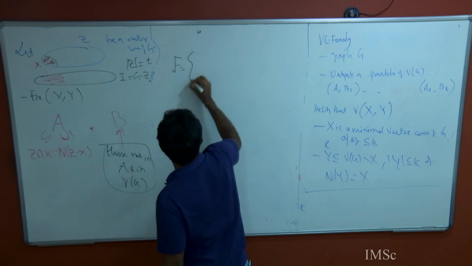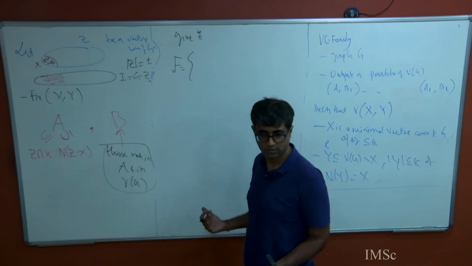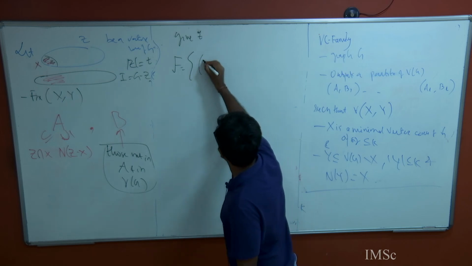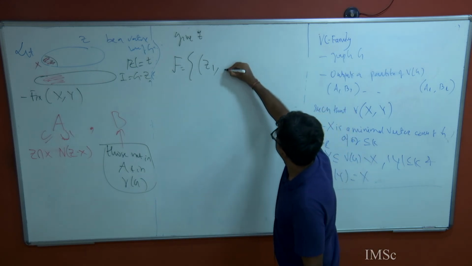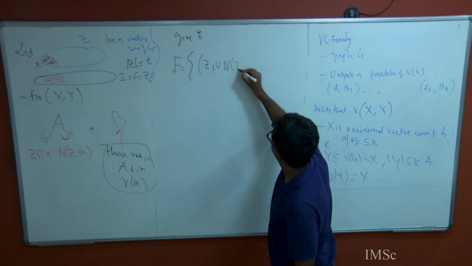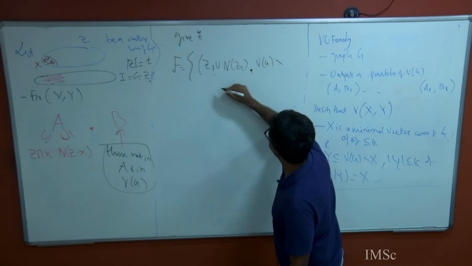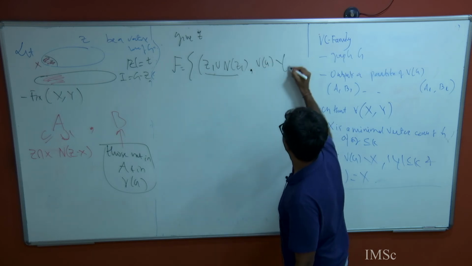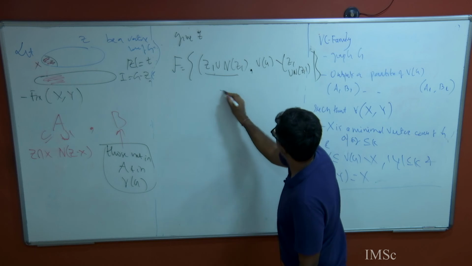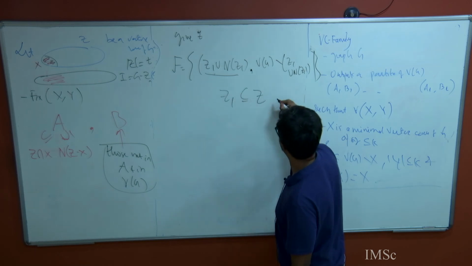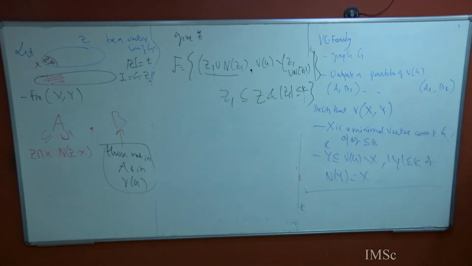So what is my family? My family is, now given Z. Okay. What will my family be? Right? It is going to be Z1 union neighborhood of Z1, comma Vg minus Z1 union neighborhood of Z1, for all Z1 subset of Z, and Z1 has size at most k. That's it.